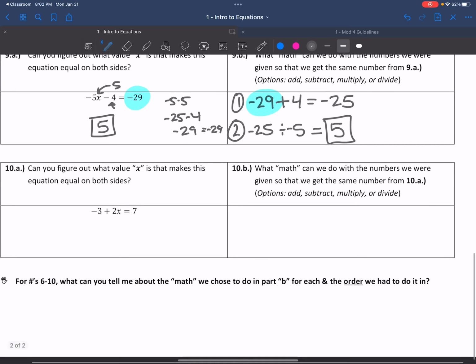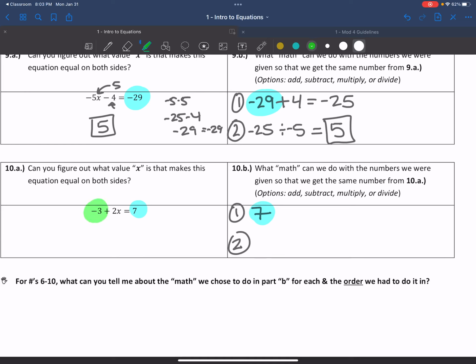Last one, we're going to have 2 steps. We have negative 3 plus 2x equals 7. I don't know if you can figure this out off the top of your head, and if you can, that's super impressive, but let's do the work. So we're going to start off with the 7 our equation originally equals to.